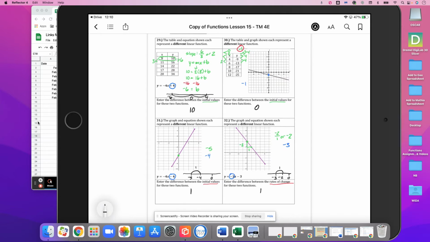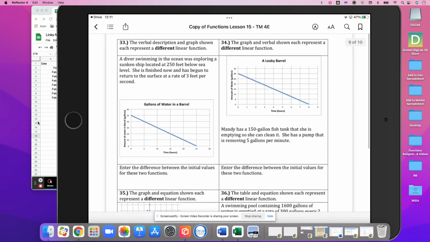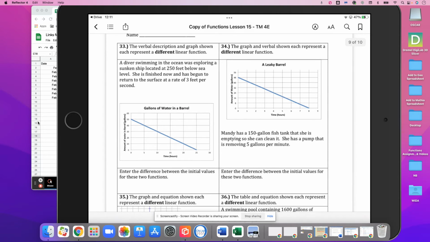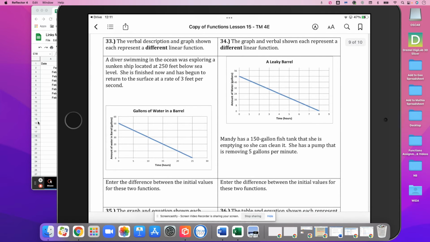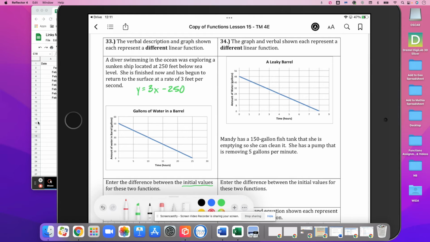I'll leave this here for a moment. We're on to number 33. So a diver swimming in the ocean was exploring a sunken ship located 250 feet below the sea level. She is finished now and has begun returning to the surface at a rate of 3 feet per second. So we're going to need to write an equation for that one. We are going to be comparing the initial values of these. So we've got y is equal to, and she's coming up, so positive 3x. She's starting 250 feet below sea level, so negative 250. So our initial value for that one is going to be negative 250.